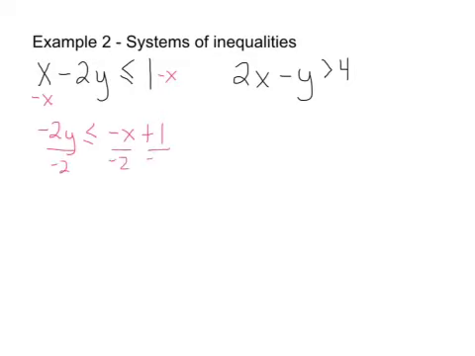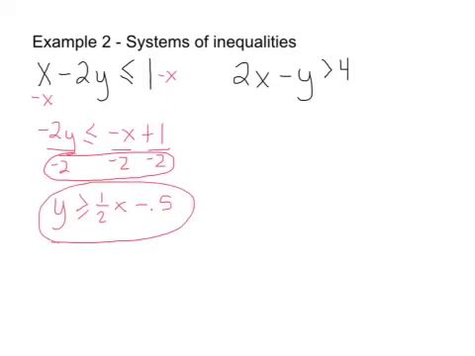Now, here's where the majority of students will make a mistake. They'll forget to flip the inequality since they divided by a negative on both sides. Most students will forget that when you divide by a negative on both sides, you're supposed to do what to the inequality? Flip it. So I've got y is greater than or equal to 1/2 x minus 0.5. So there's my first equation.